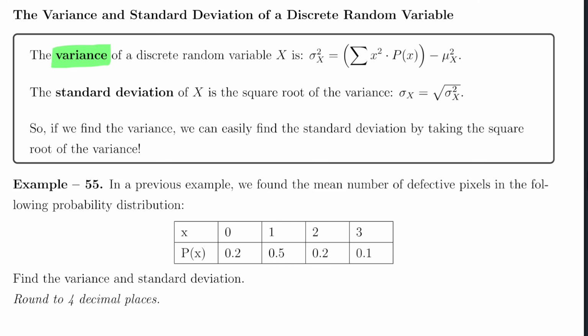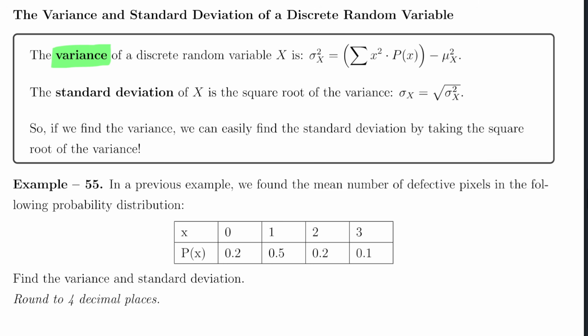So notation-wise, we know this symbol represents the sum of all such terms. So that means add together all the terms that look like the x value squared times its corresponding probability. So you add all that together and then you subtract this mu sub x squared. Remember, mu sub x is the mean of the random variable, or the expected value.